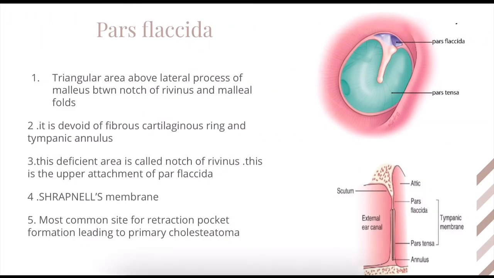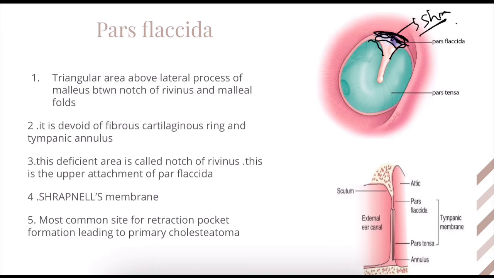Now we will see pars flaccida. Pars flaccida is a triangular area which is present above the lateral process of the malleus between the anterior and posterior malleolar folds. Why is it called pars flaccida? Because it is loose or flaccid, as the middle fibrous layer here contains loosely arranged collagen fibrils, and it is devoid of fibrocartilaginous ring and tympanic annulus. This deficient area is called the notch of Rivinus. This is the upper attachment of pars flaccida. This is also called Shrapnell's membrane.